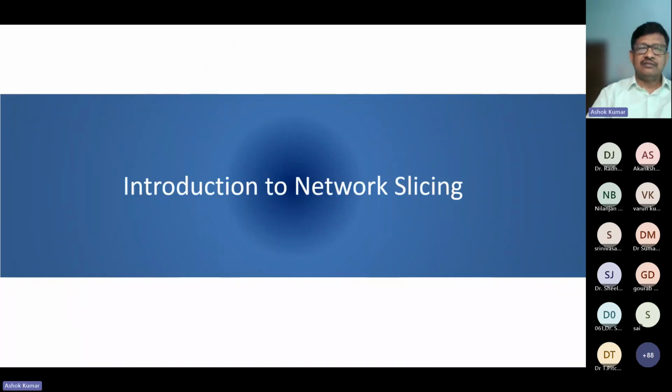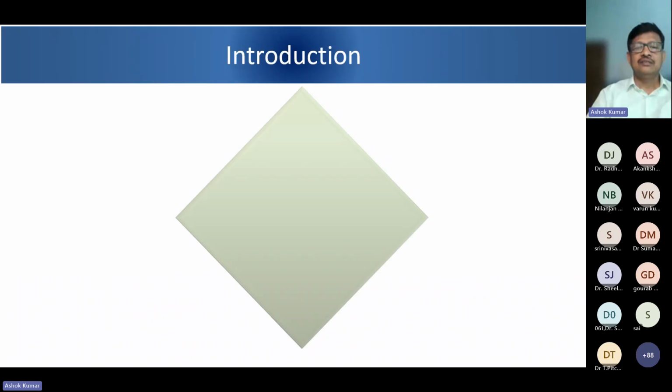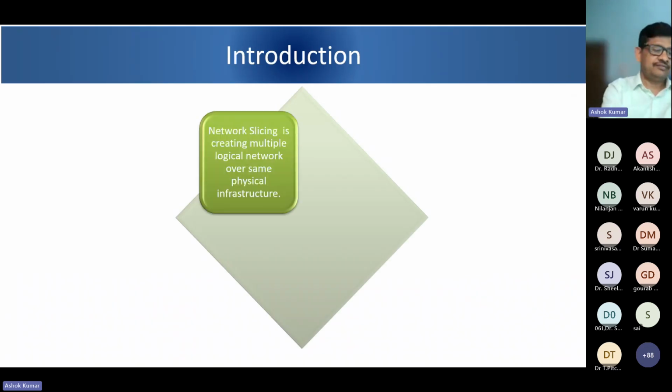Let us introduce network slicing. I think all of you already know it, but let's repeat it for the sake of our knowledge. So what is network slicing? Network slicing is creating multiple logical networks over the same physical infrastructure. As we know, in 5G we are able to deploy network functions on a virtualized, cloud infrastructure, so that it can be logically divided into different slices for different services.